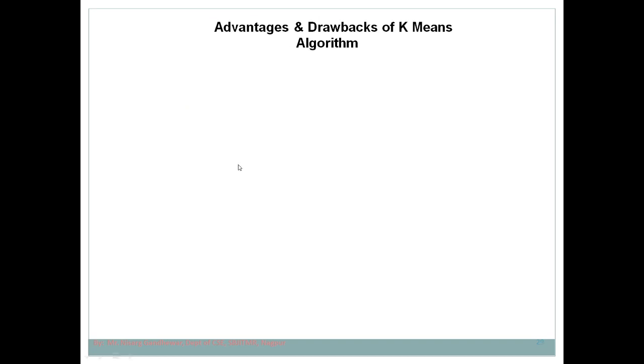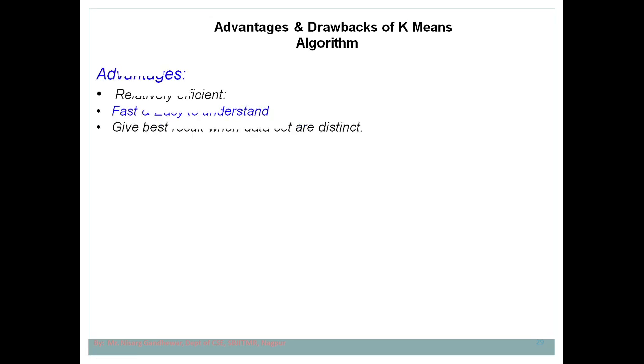Now next we are going to discuss the benefits and drawbacks of the k-means clustering algorithm. First, the benefits. It is a relatively efficient algorithm. It is easy and fast to understand. The process is very simple: find the mean, calculate the distance, map each point to the minimum, and then again calculate the mean, and continue the process until you get the same value in the last two iterations. It gives the best result when data sets are distinct, so dissimilarity will be there.